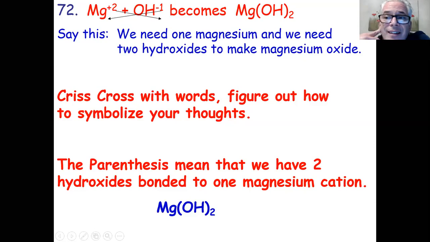Magnesium hydroxide. Can you see I made another dumb mistake? Mg(OH)2. You know what a lot of kids do? A lot of kids might write MgOH with a little 2.